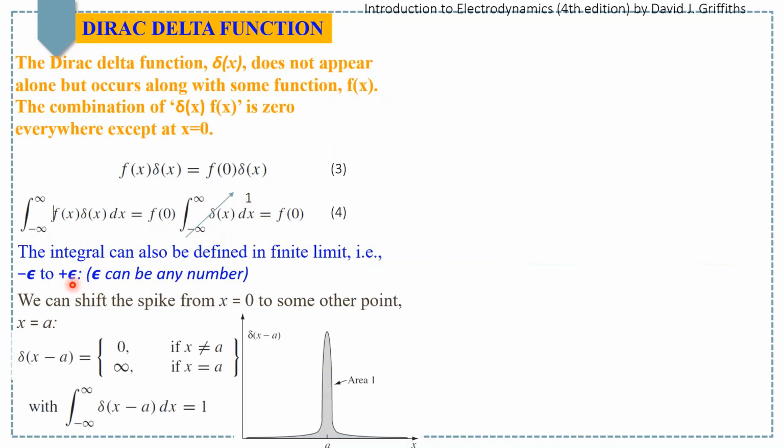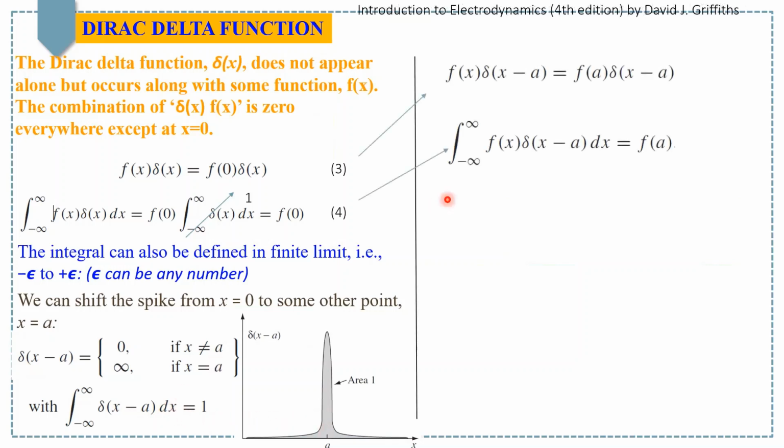Another important definition you should always remember is that we can shift this spike from 0 to some other point. For example, if we want to shift this spike from x equal to 0 up to x equal to a, then simply the delta function will be delta of x minus a, which means that at x equal to a it is now defined, but elsewhere it is 0. Now, by taking the integration from minus infinity up to infinity of delta of x minus a dx, that would be equal to 1. It means the area should still be 1.